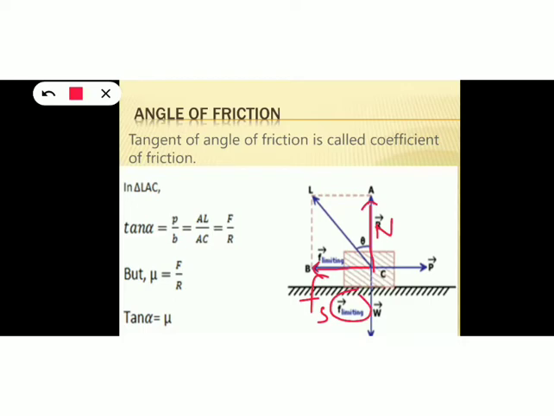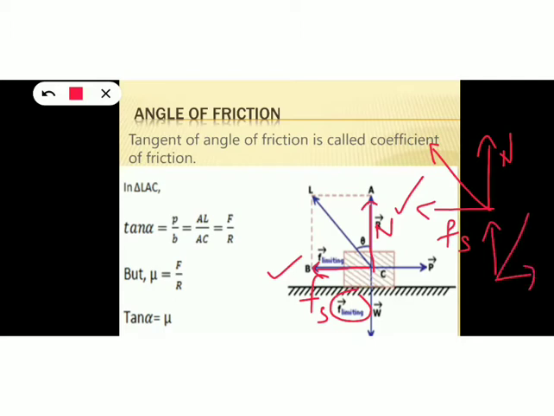Now this normal reaction is a vector, and the limiting value of static friction is also a vector. So we have two vectors, one is normal reaction, another is static friction. What will be the resultant vector? We have already studied this in vector resolution. If two vectors are acting like this, the resultant vector will be acting like this.